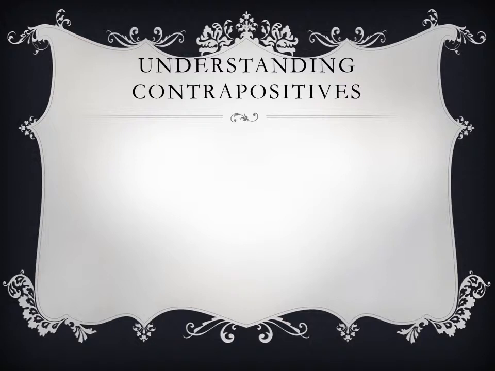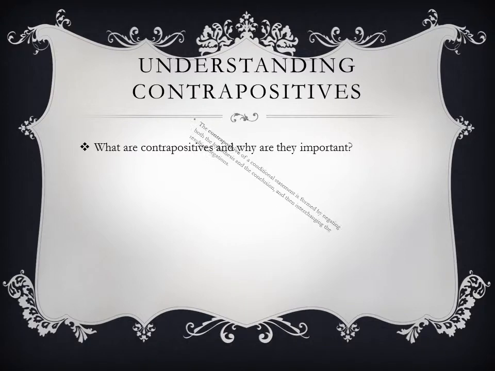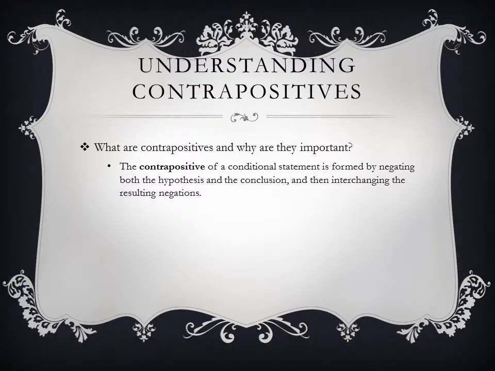Now we're going to go a little bit into contrapositives. What are contrapositives and why are they important? This is the answer that I was given by Google, and it looks really, really confusing, but basically, what you're going to do is negate both the sufficient condition and the necessary condition, and then you're just going to switch them.